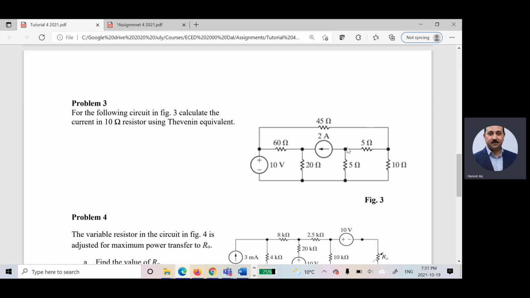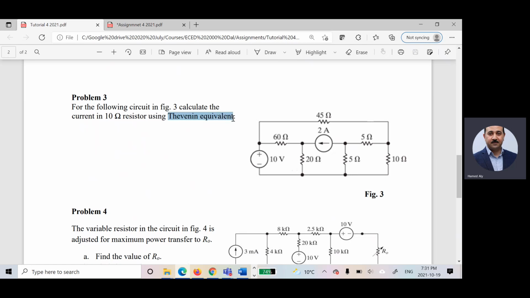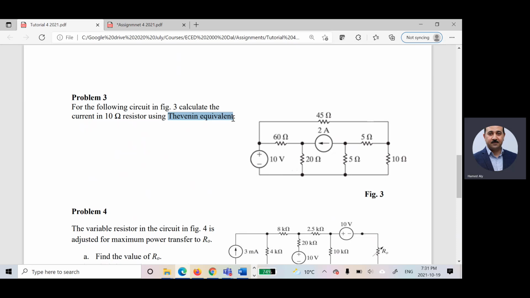You can solve this problem for finding the current in this guy using node voltage method, using mesh, using superposition, using whichever you want. But here, I asked you to use Thevenin equivalent. So you have to follow me. Right? If you solve the problem using mesh, 0. Why? Because I didn't ask you to use mesh. If you solve the problem using node voltage method, 0. I'm testing you on Thevenin. So you have to find Thevenin between these 2 points.